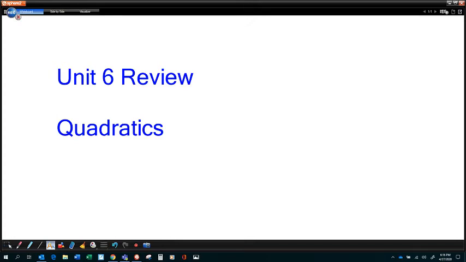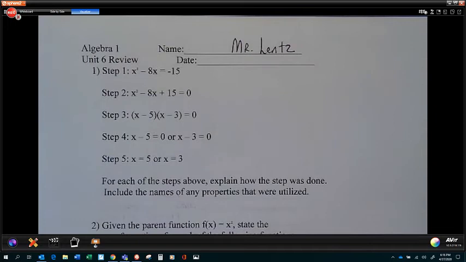Welcome to the Unit 6 review on quadratics. Remember, you could pause the video at any time if you need to either rewind or take time to write stuff down. I'm going to be going through this worksheet. You could have either downloaded it from your teacher or just followed along and done the work off to the side by looking at it. Either way, it will work.